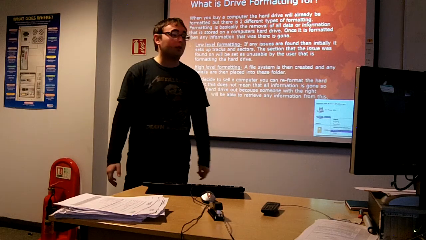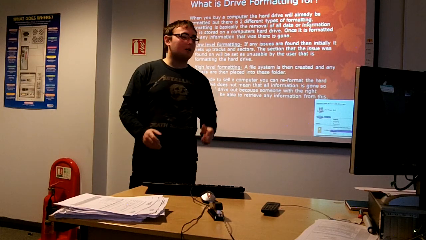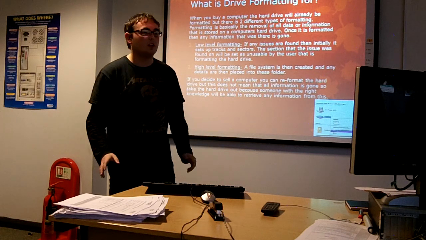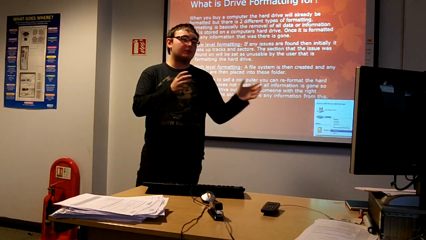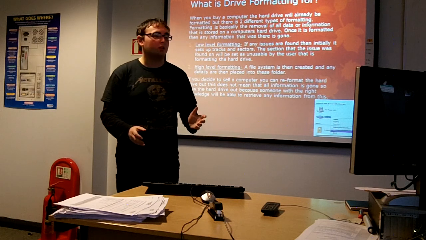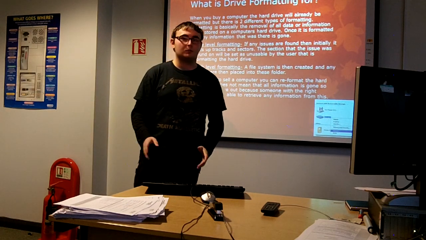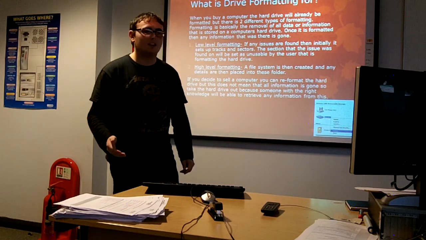Right, what is drive formatting? When you buy a computer, the hard drive will already be formatted, but there are two different types of formatting. Formatting is basically the removal of data and information that is stored on a computer's hard drive. Once it is formatted, any information that was on there is gone. Well, gone in a sense.